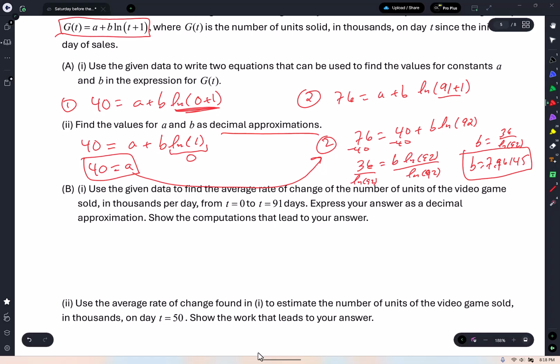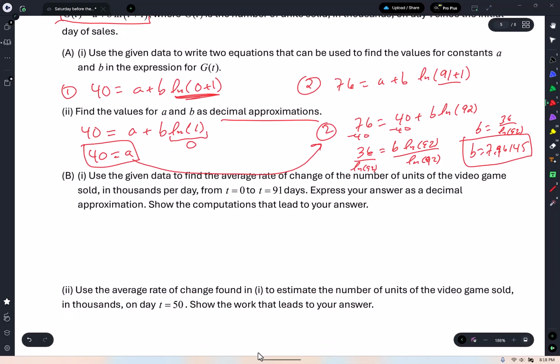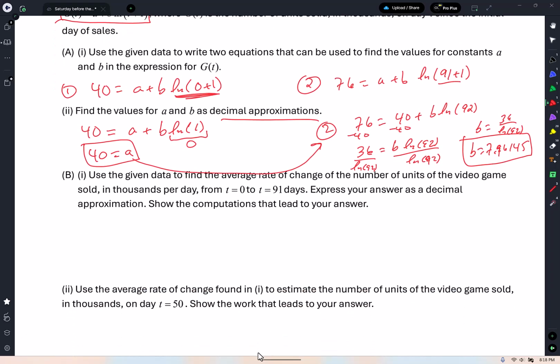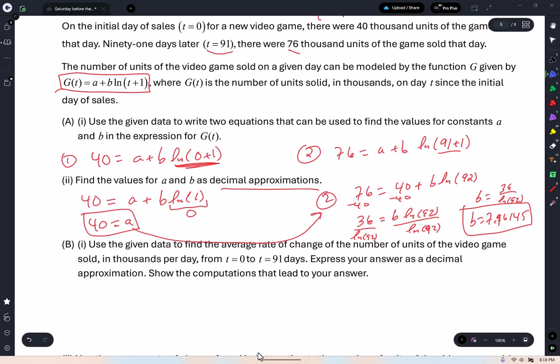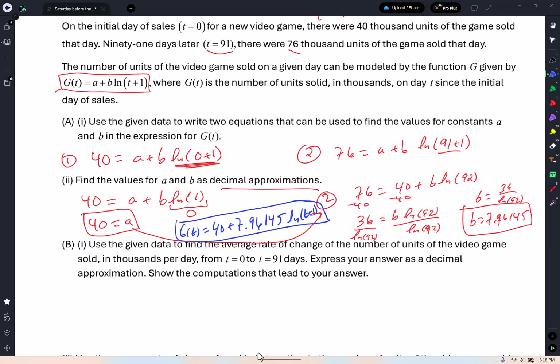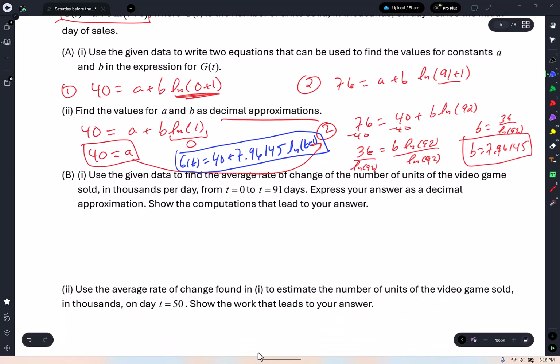And we got them. So from there we have an equation. Well, if you have space, you can write out your expression. I have space right here, so I'm going to write y equals, well, not y, g of t. G of t equals A, which is 40, plus 7.96145 ln of t plus 1. There's your equation. And I put it a different color, guys, to differentiate from the red there.